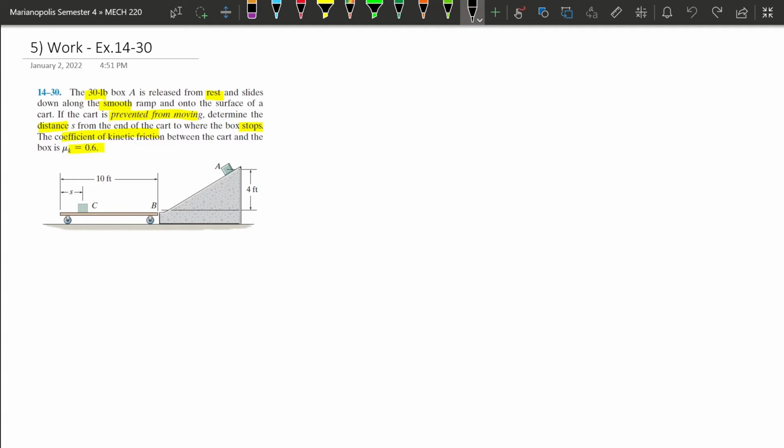It's just T1 plus the sum of the work from 1 to 2 is equal to T2. So we're going to look at the system from the start to the finish. We know that the kinetic energy T1 is going to be 0 because it starts from rest. T2 is also going to be 0 because it stops at the end.